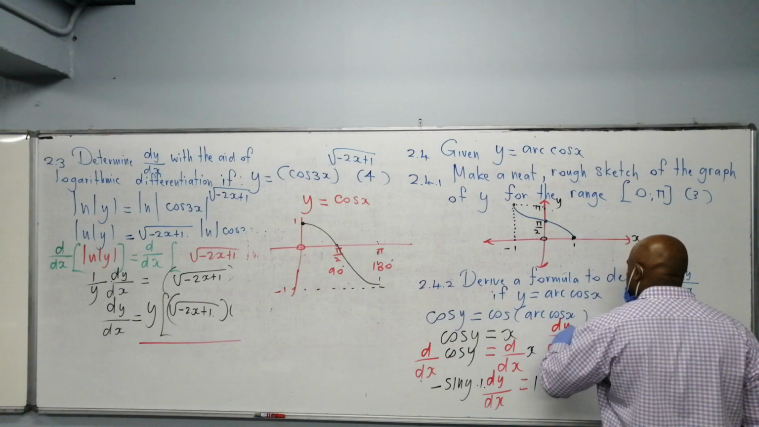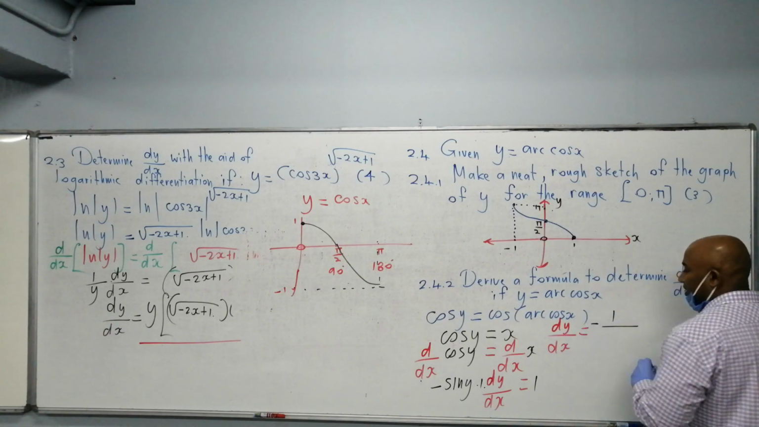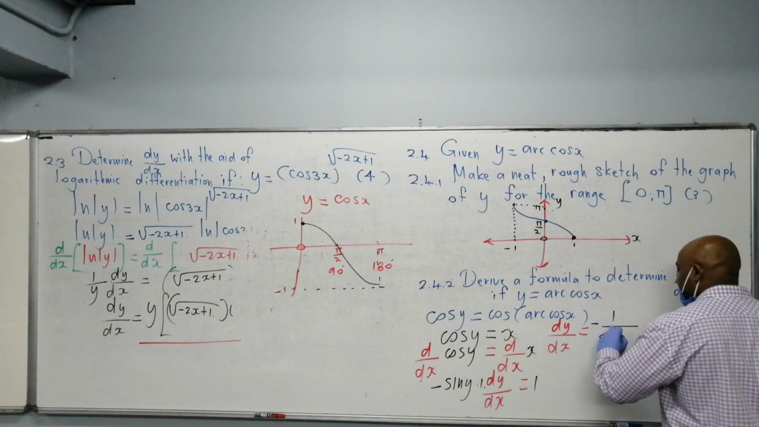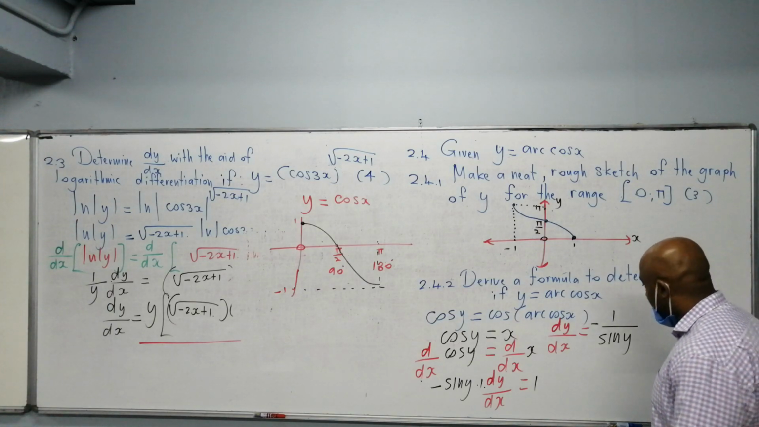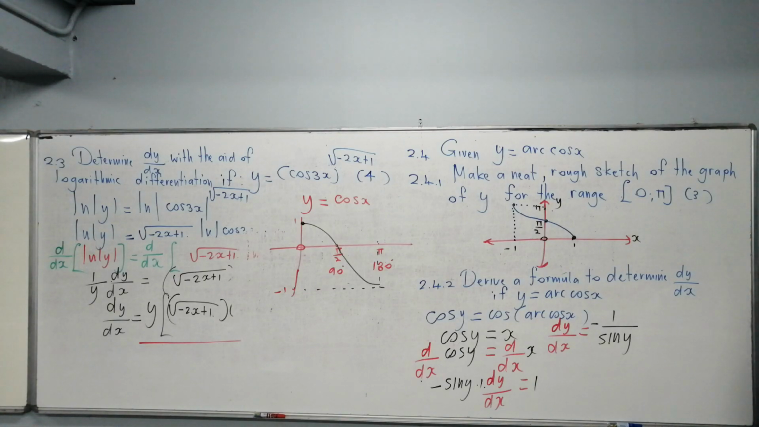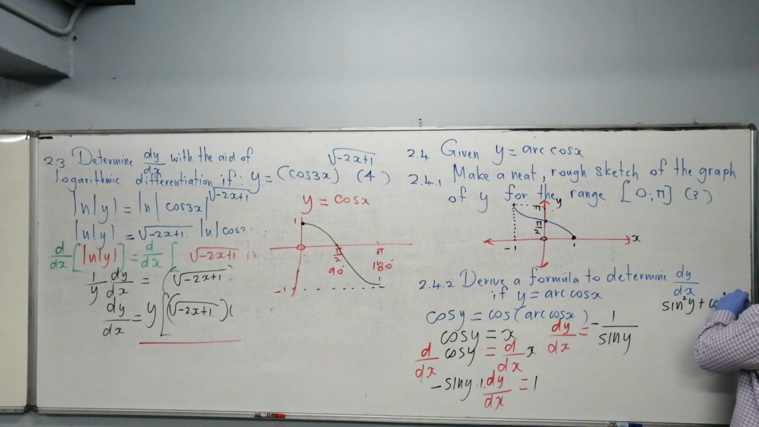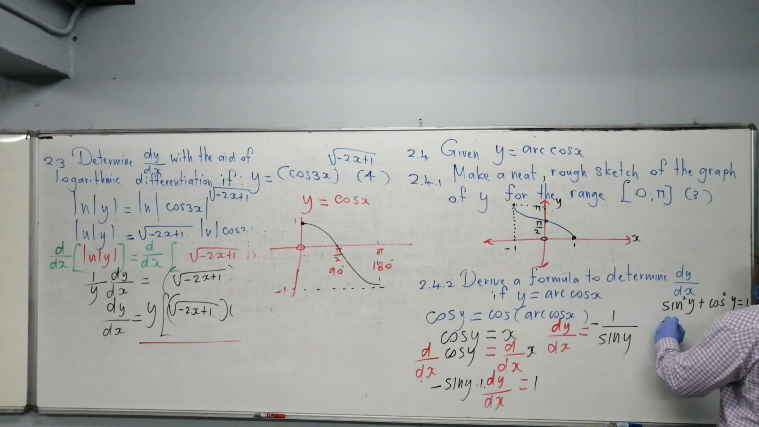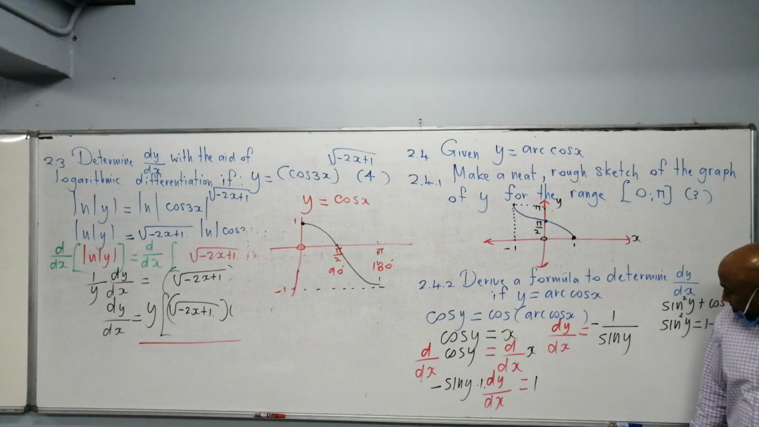And now we make dy over dx the subject of the formula. So dy over dx is going to equal 1 divided by, let's put the negative here, so that's minus 1 divided by sine y. Right, now we need our answer in terms of x. So we have sine y here. So now from your square identities, we know that sine squared y plus cos squared y is equal to 1. So therefore, sine squared y is equal to 1 minus cos squared y.